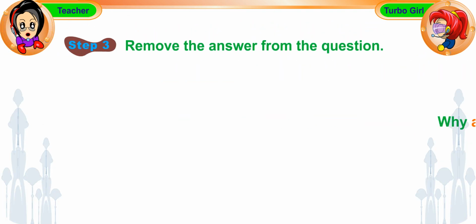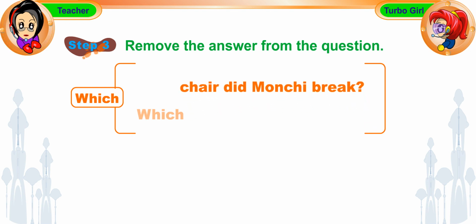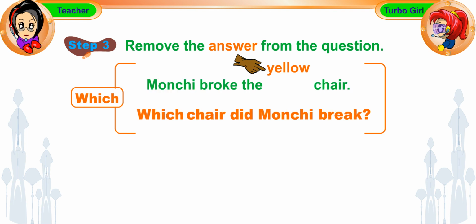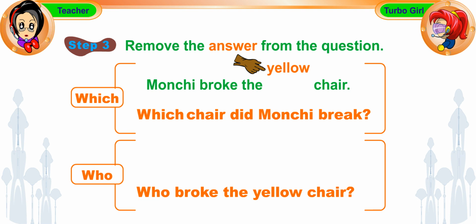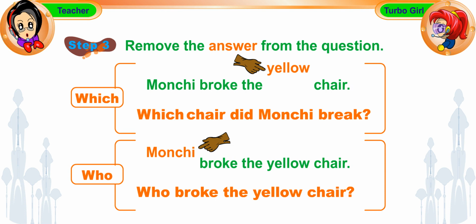Step 3. Remove the answer from the question. If we form the WH question, which chair did Monchi break? From the sentence, Monchi broke the yellow chair, we must remove the word yellow from the question because yellow is the answer to the WH question with which. However, if we want to form the WH question with who in who broke the yellow chair from the same sentence, Monchi broke the yellow chair, we must remove the word Monchi this time because it is the answer to the WH question with who.